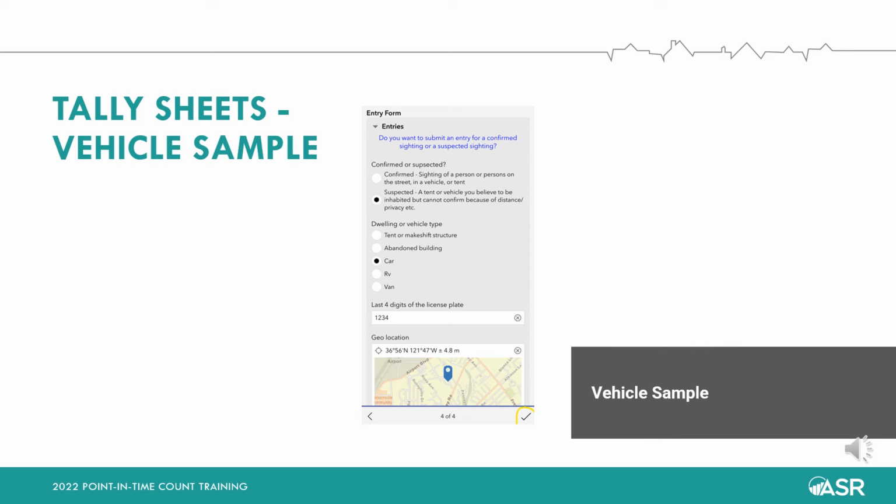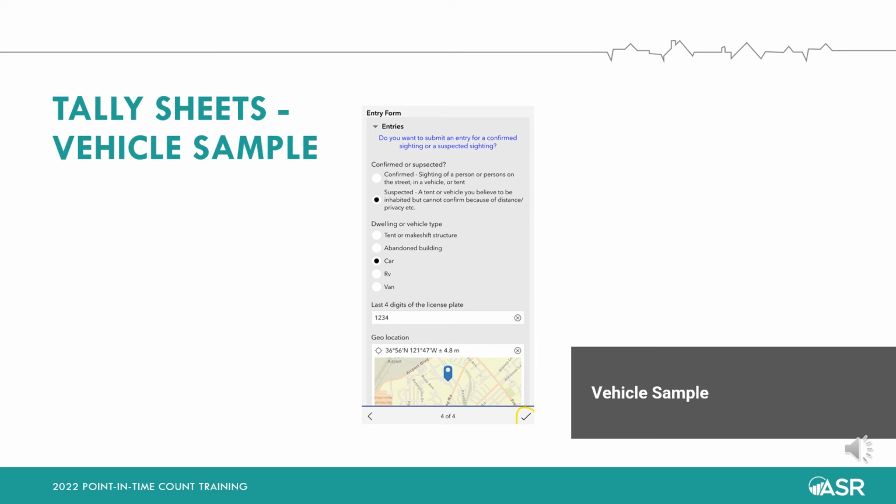Additionally, we ask that you record the last 4 digits of the license plate of each vehicle you include in the count. The reason we request that you document the last 4 digits of the license plate number is to help us avoid count duplication. Vehicles move quickly, and this helps ensure vehicles are not counted twice. The field for listing the last 4 digits of the license plate number is located below the section entitled Dwelling or Vehicle Type.